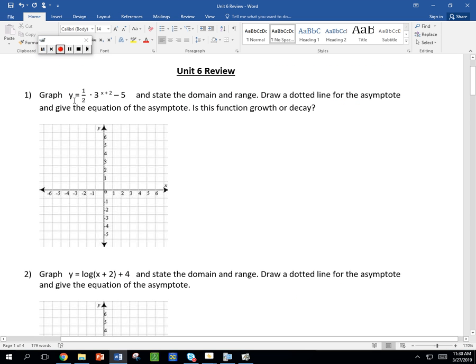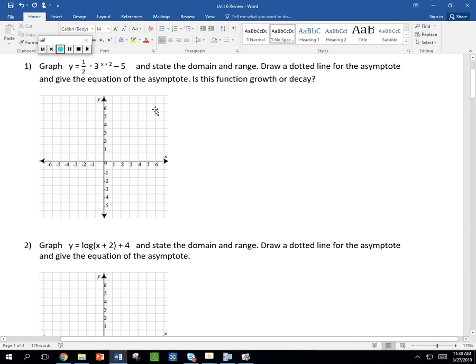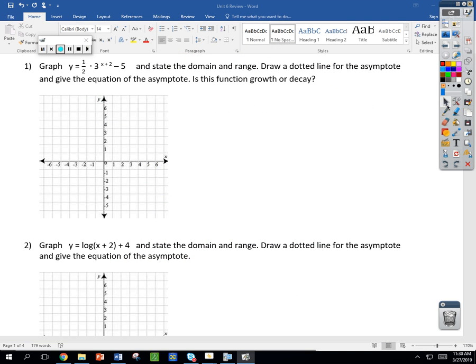Alright, so now I'm going to do numbers 1 and 2 kind of together because they both involve graphing. Number 1 is graphing an exponential function, and I know that because the x is in the exponent and it doesn't have the word log in it. So I'm going to use my graphing calculator for this, but I can find out a lot of information just from looking at this problem.